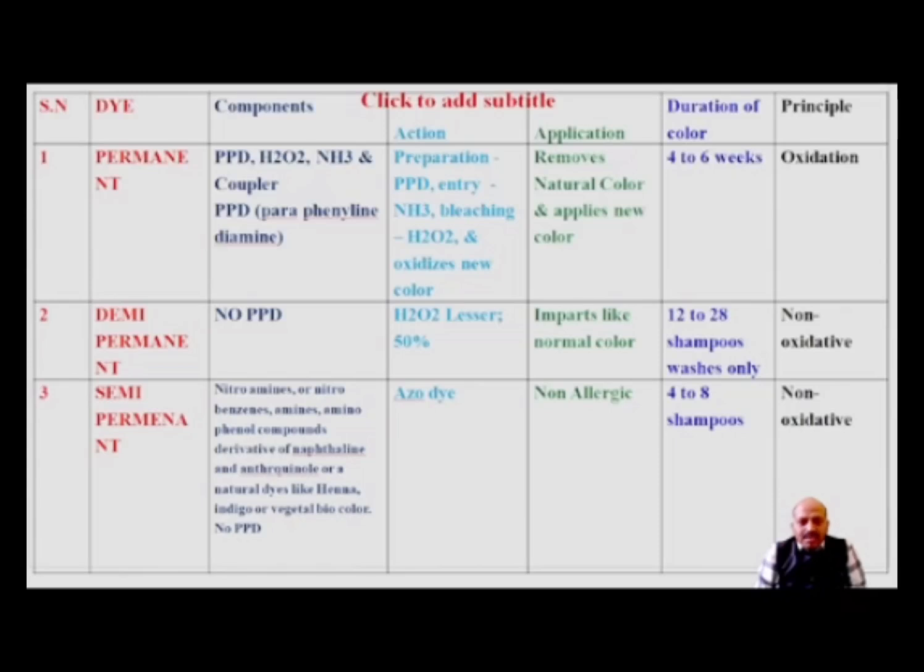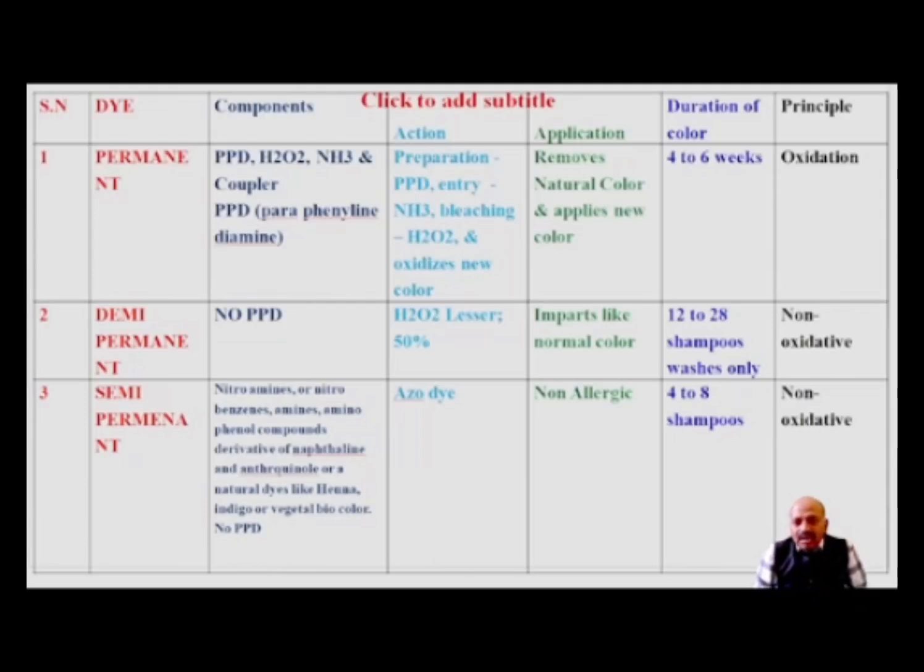PPD preparation will be there, and ammonia assists the entry of the color, and bleaching of the hair takes place by means of hydrogen peroxide, and it oxidizes into the new color. In the action part, if you see the application, the dye removes the natural color and applies the new color. So because of these components, the old color will be removed and the new color will be absorbed and oxidized on the surface of the hair strands.